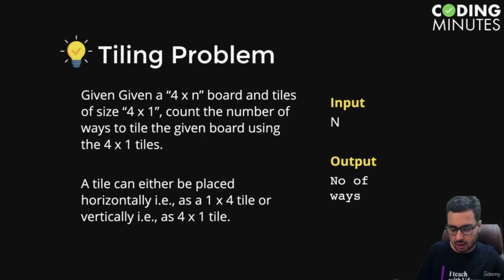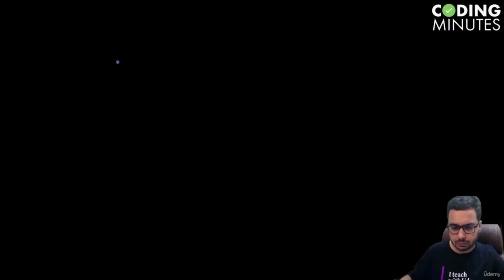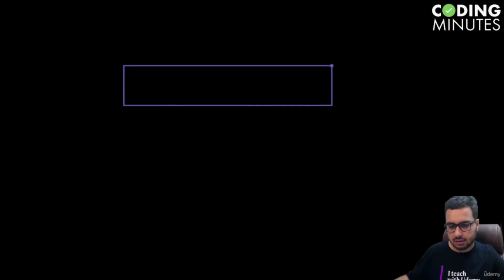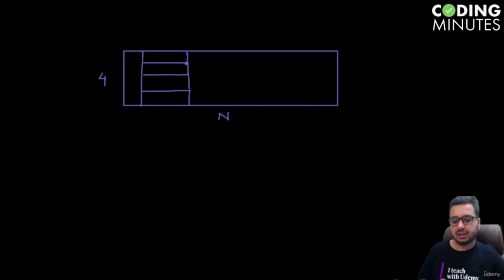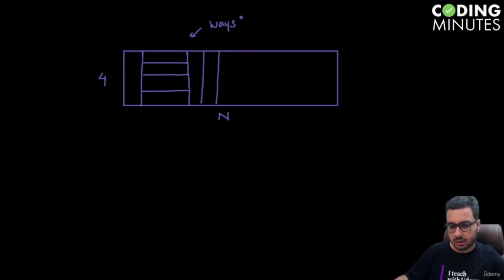So let's see how we can solve this problem. We are given a board like this. It is 4 units long and n units wide. You can put a tile inside this board either vertically like this, or you can place tiles horizontally like this. To fill up this vertical space, you would need 4 tiles in this case, or maybe again you can put vertically or horizontally. You need to find out in how many ways there are to fill this board.